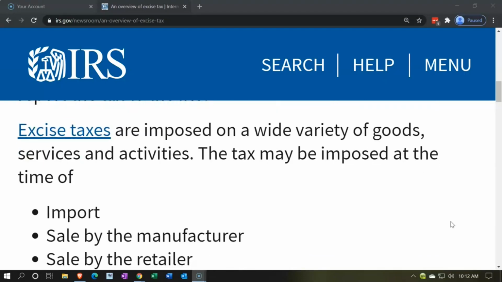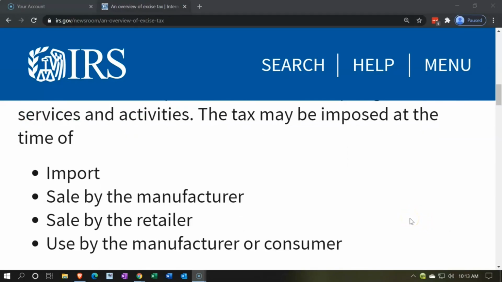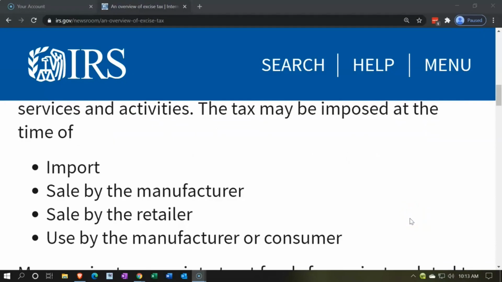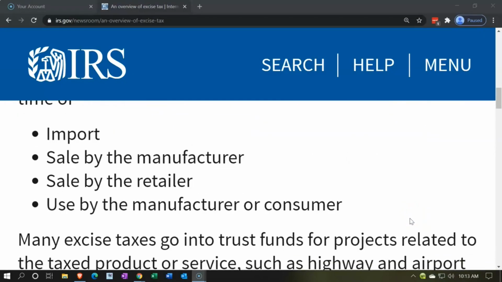So once you see how you might want to tie an excise tax to the use of some kind of public good or service, so that the people using it pay more of the tax for that particular good or service, the question is how you would impose that. When are you going to impose the excise tax? How are you going to do this logistically? The tax may be imposed at the time of import, sale by the manufacturer, sale by the retailer, use by the manufacturer or consumer.